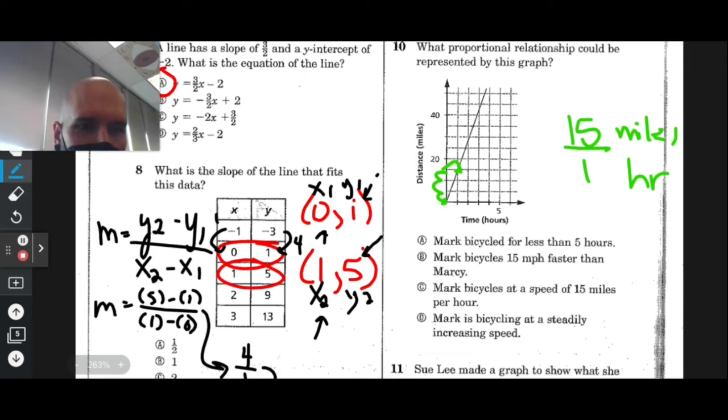Mark bicycled for less than 5 hours. Well, I don't know if that's true. Mark bicycles 50 miles an hour faster than Marty. Who the crap is Marty? Well, it's actually Marcy. Never mind.